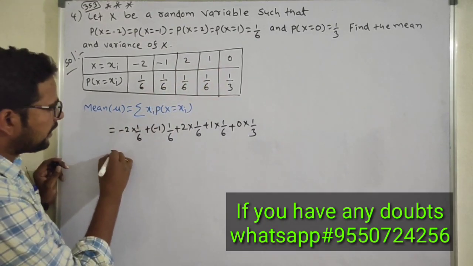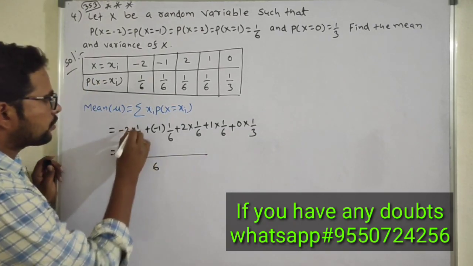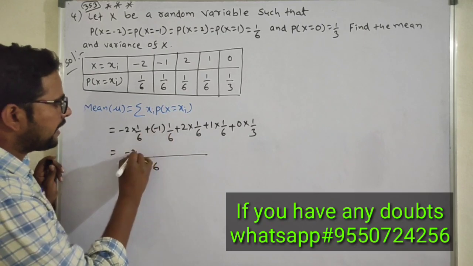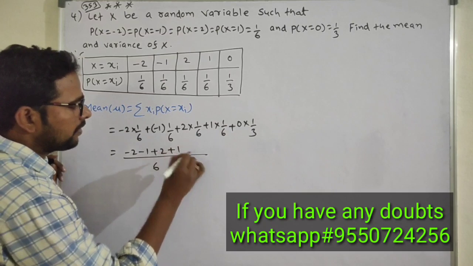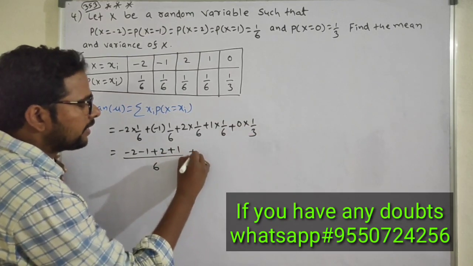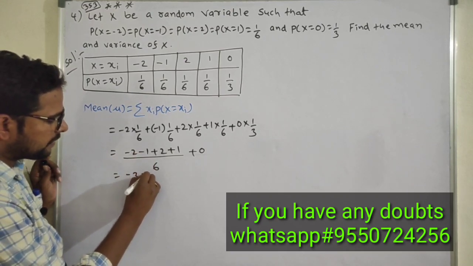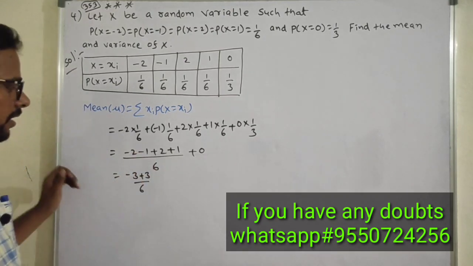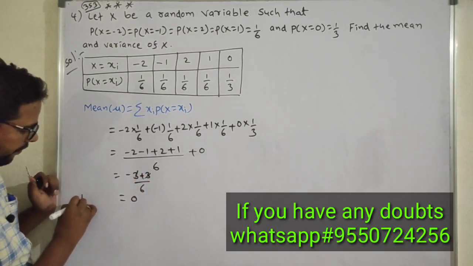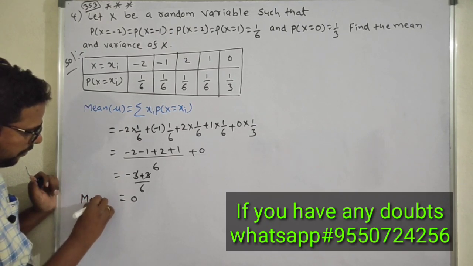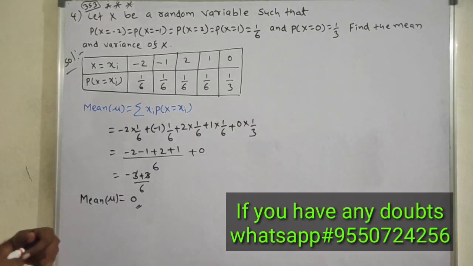The LCM is 6 only. So 1 by 6 times minus 2 minus 1 plus 2 plus 1, plus 0 into something, which is 0 only. Here minus 2 minus 1 is minus 3, plus 3, by 6. So minus 3 plus 3 cancel, and it becomes 0. Mean mu is equal to 0. Now we have to find the variance.